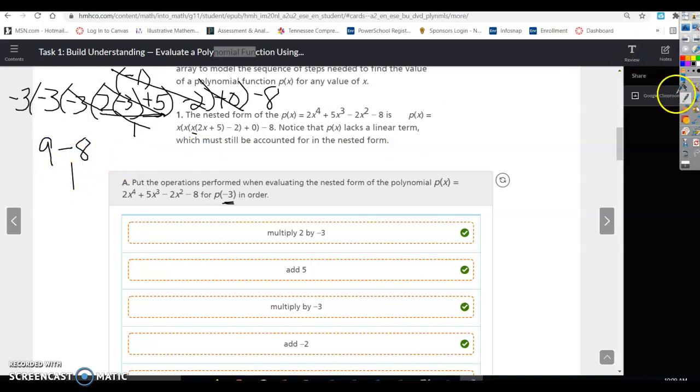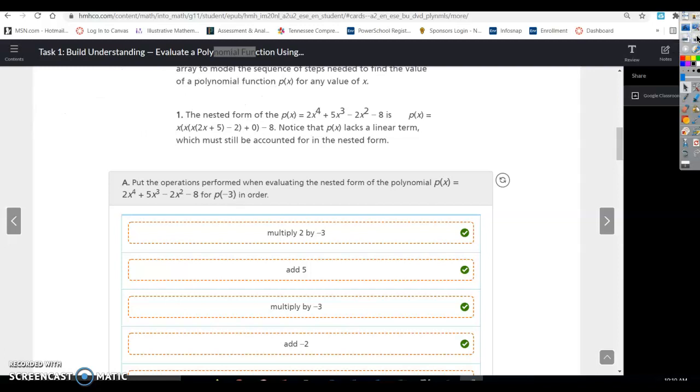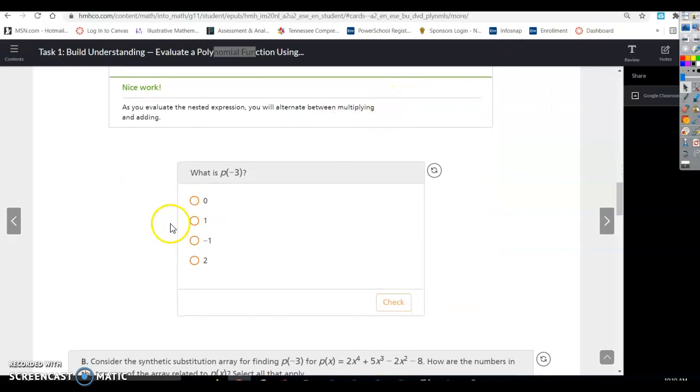All right, so I don't love that. I'll show you an easier way in a minute. But if you don't have a calculator, that is a quick, easy way, if you're good at simple math, to get the answer using the nested formula, or whatever it's called. So p of -3, we found that to be 1.